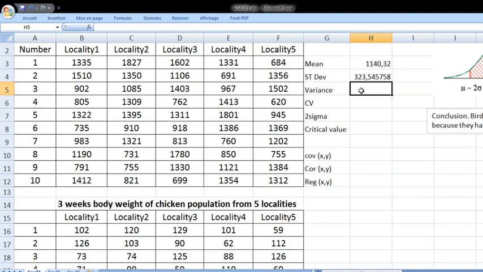All right, we do the same for the variance. Equal, and then variance of the population, beginning of our data range, colon, and then the end of the data range, that is F12, and then bracket close, and now I have my variance.